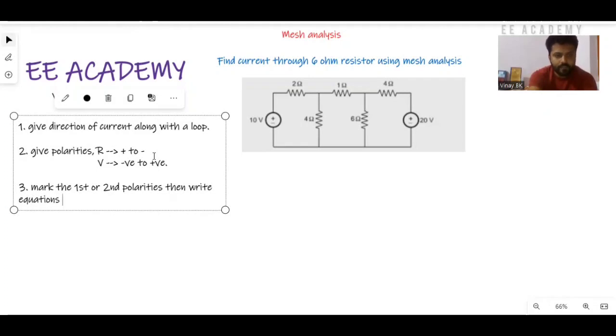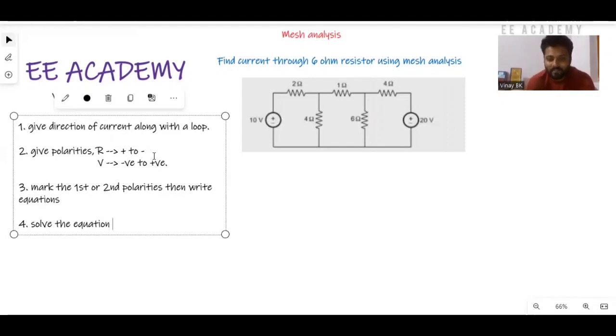Once you have written the equations, solve the equations with the help of a calculator, or you can use Cramer's rule. Since it only has resistors, you can directly solve with a calculator because you're getting only real values. If there is an AC circuit, we need to solve with Cramer's rule. That problem I'll explain in the next video. It will be very interesting to learn Cramer's rule to solve equations without the help of calculators. So these are the steps.